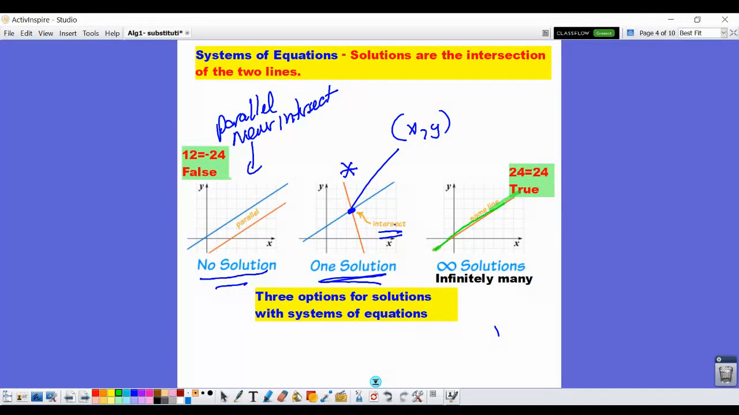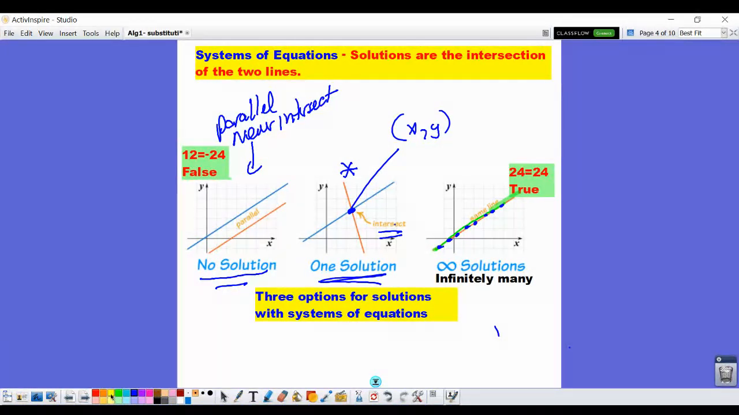And if you remember, the infinitely many meant we had both lines on top of each other. And if you think about where these are intersecting, this is intersecting in more than one point. So that means every number works. And you may remember us talking about how the x's go away.